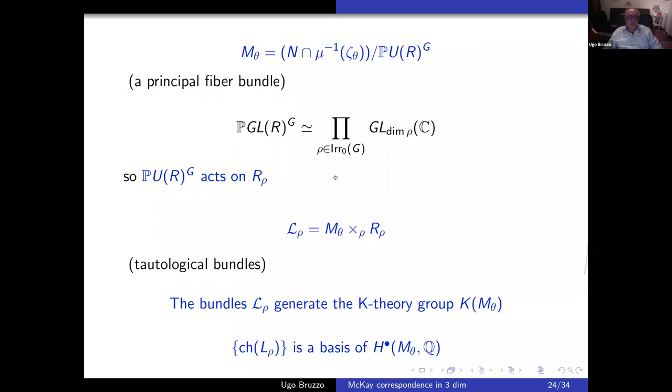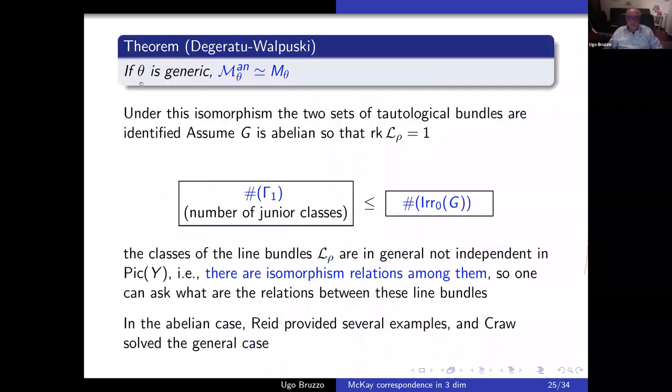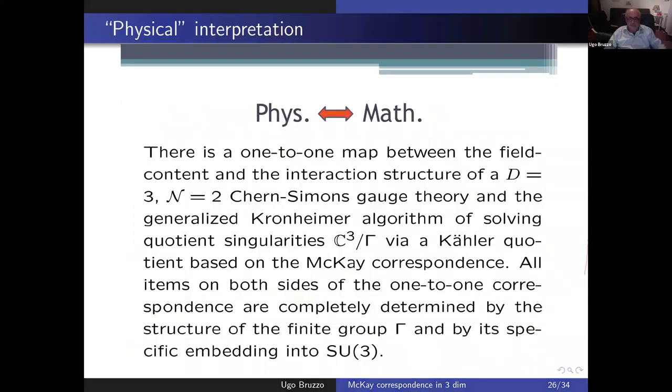And actually what happens, however, is that when theta is generic, the two spaces, what you get from the GIT construction and from the Kähler quotient construction, are isomorphic, or better said, the underlying analytic space of this moduli space of constellations is this quotient, which was born as an analytic variety.